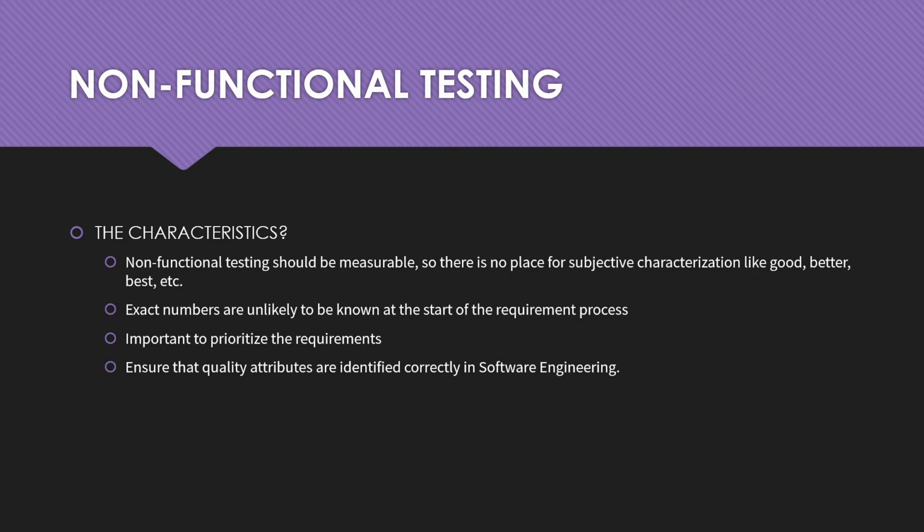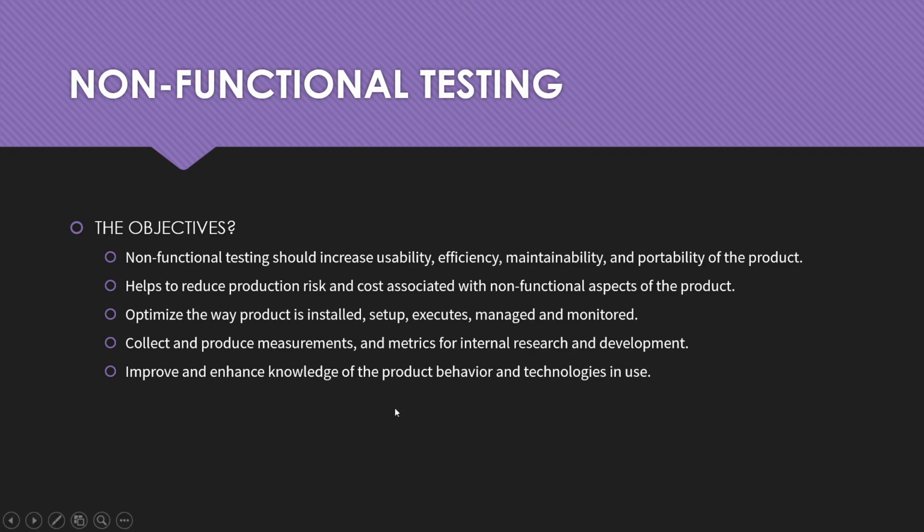So we can get quantitative data from this non-functional testing, and then we can get the exact numbers that are likely to be known in the start of the requirement process, so we can know the maximum number of members that can log in. And then it is important to prioritize the requirements, so we can improve the requirements, and then we can ensure the quality attributes are defined correctly in software engineering.